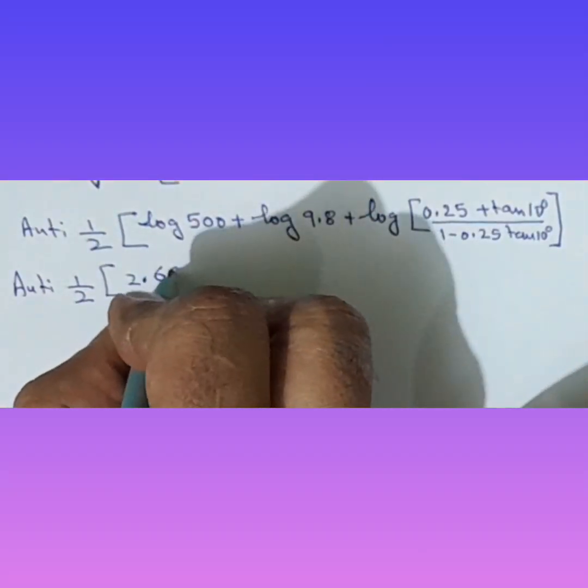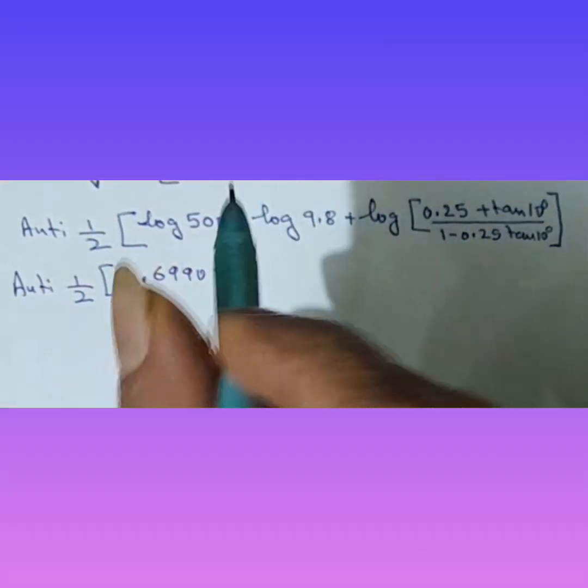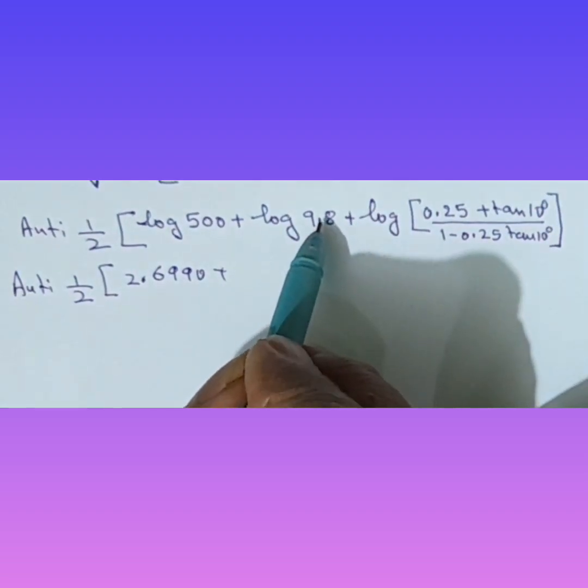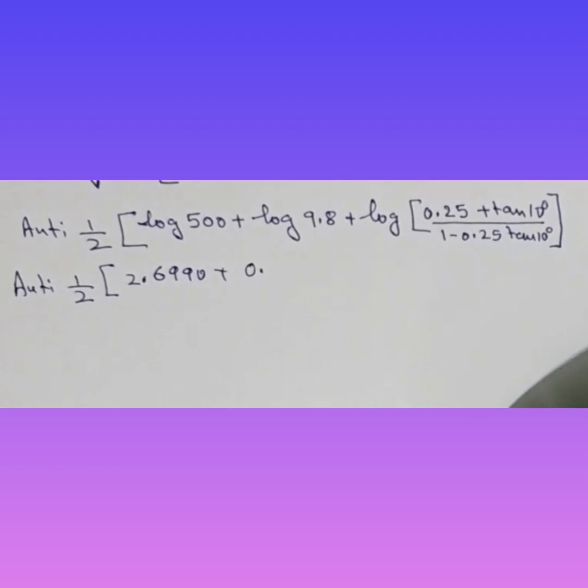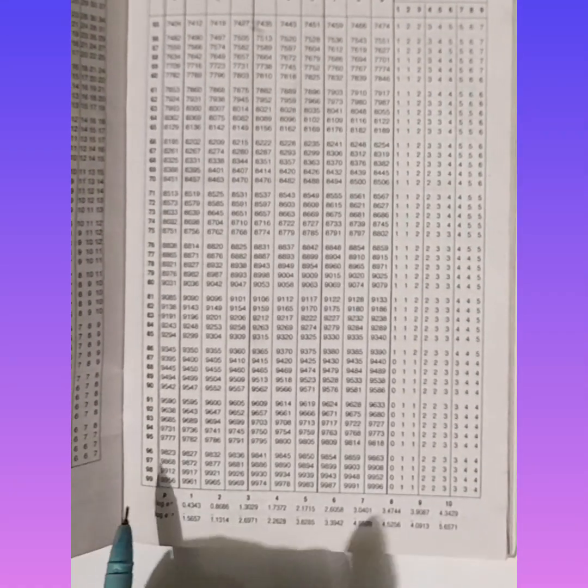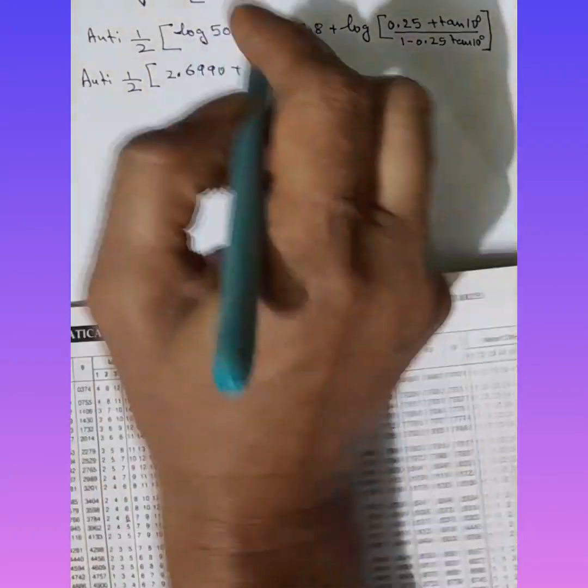So it is 6990 plus, now 9.8 is already there at the unit space, so the characteristic would be 0, and 98 we have got to check. So let's check out for 98. 98 is 9912.